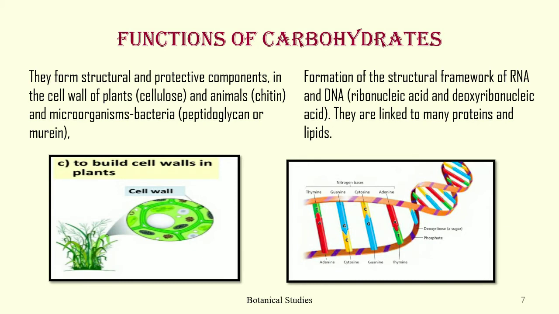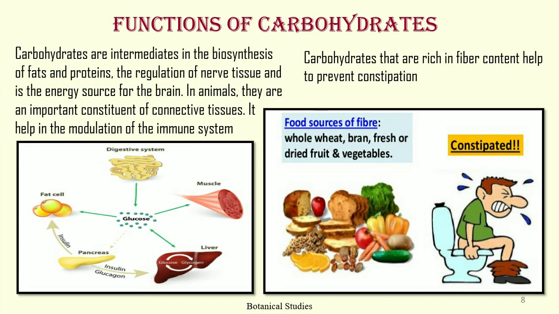They form structural and protective components in the cell wall of plants in the form of cellulose, in animals in the form of chitin, and in microorganisms and bacteria in the form of peptidoglycan or murein. Carbohydrates play an important role in the formation of the structural framework of RNA and DNA. They are linked to many proteins and lipids. Carbohydrates are intermediates in the biosynthesis of fats and proteins. Carbohydrates aid in the regulation of nerve tissue and are the energy source for the brain.